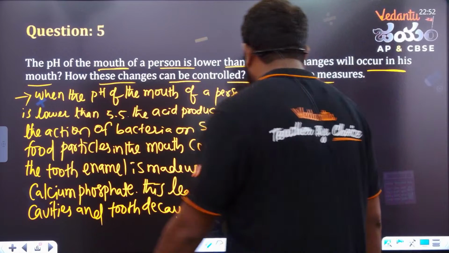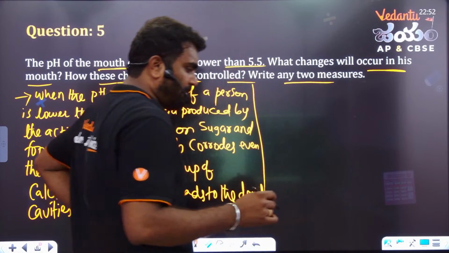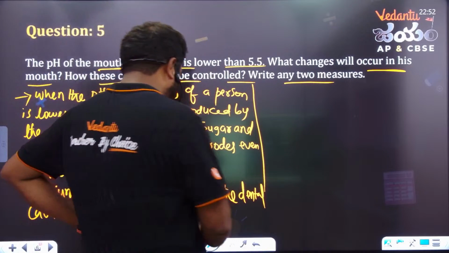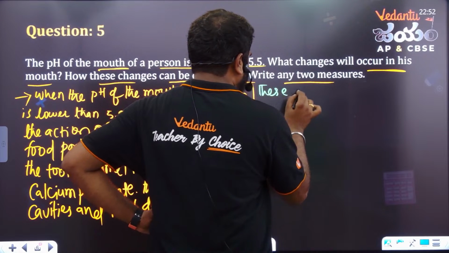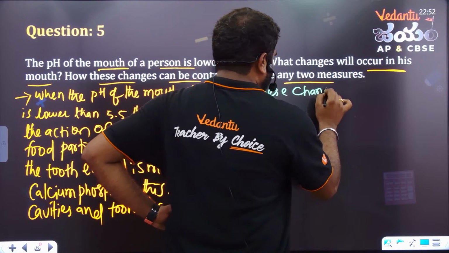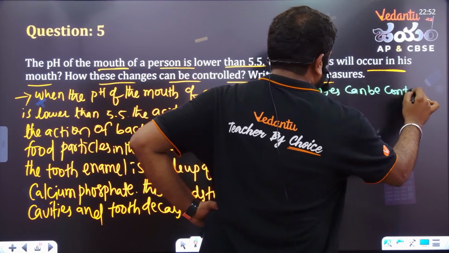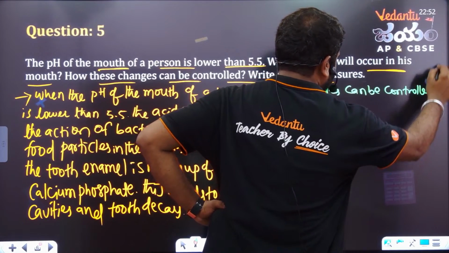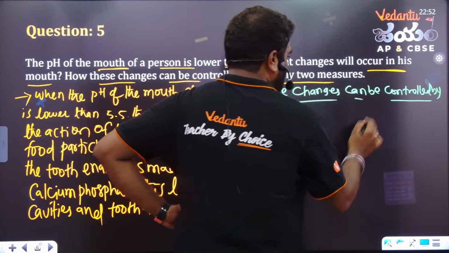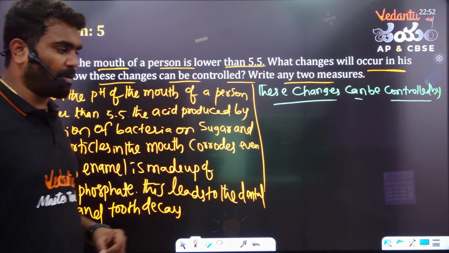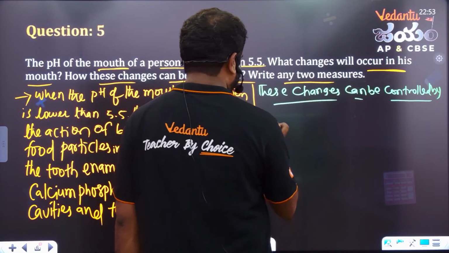Okay, so tooth decay starts. These changes can be controlled. So how can these changes be controlled? These changes can be controlled by... so how do we control this? So what is the first thing? By using toothpaste. So the first thing is what, beta? By using toothpaste.